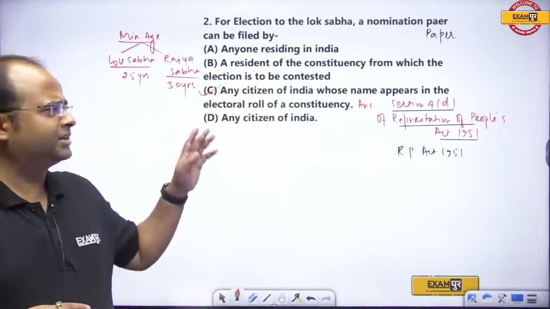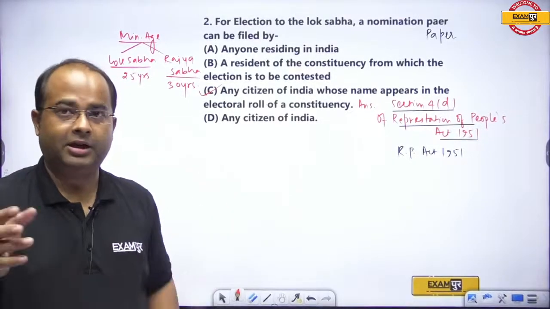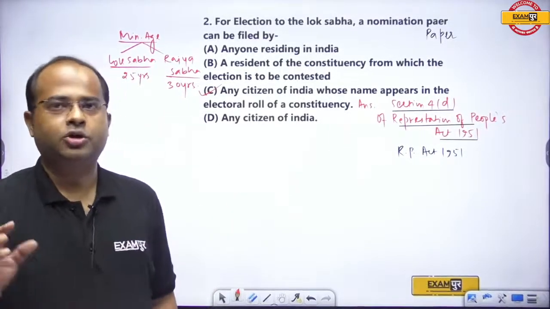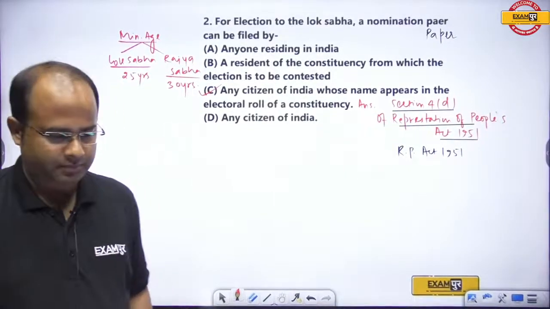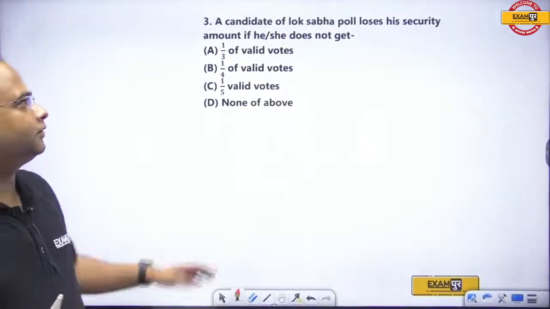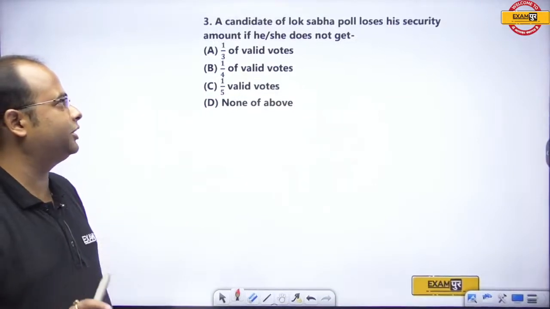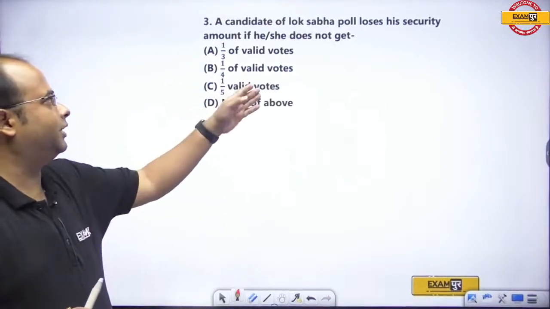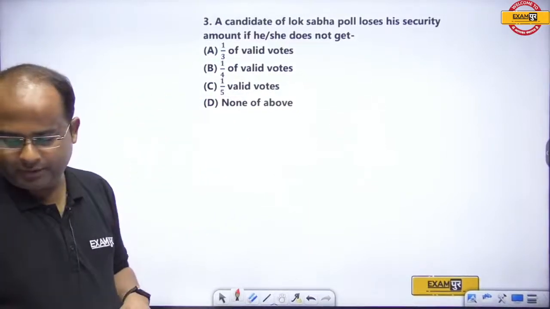So I am bringing standard questions, because the level of SSC is also increasing. So we will be working on some standard questions to have a very good concept. Now let's move to the next question. The candidate of the Lok Sabha loses his security amount if he or she does not get one third of the valid vote, one fourth of the valid vote, one fifth of the valid vote, or none of the above.